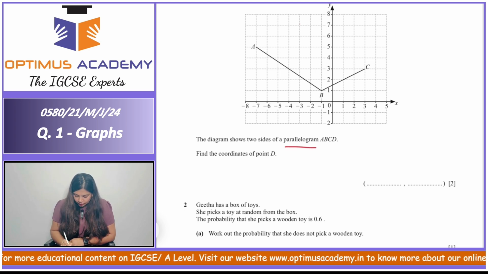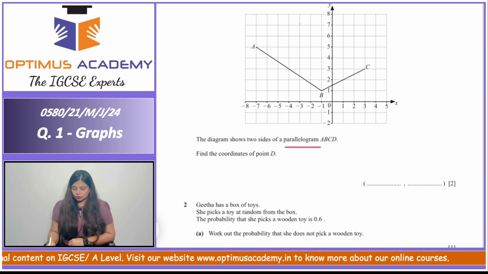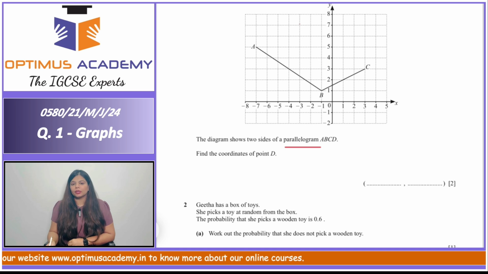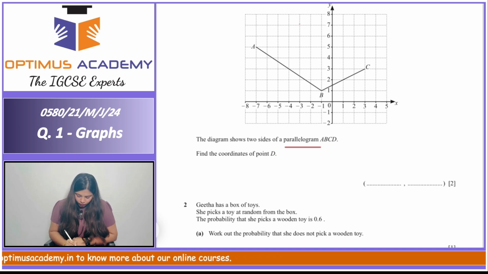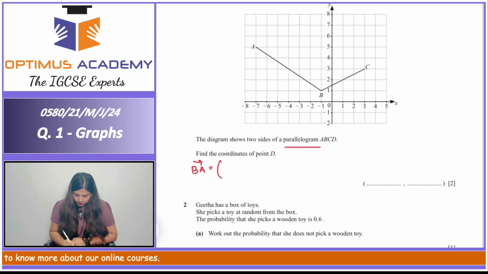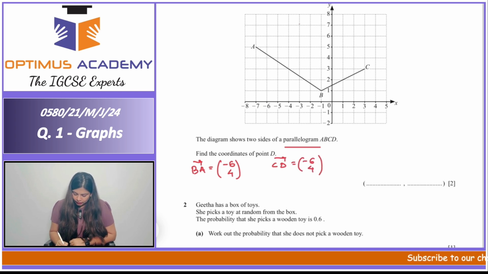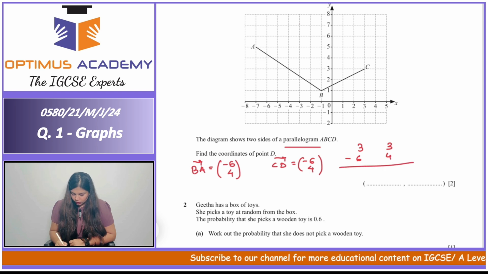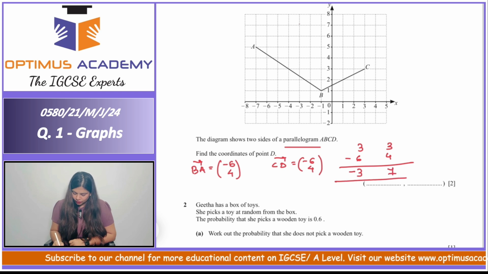Knowing that it is a parallelogram, we know vector BA would be equal to vector CD since the opposite sides of a parallelogram are equal and parallel. So, vector BA is (-6, 4). Hence, vector CD is also (-6, 4). Adding the vector to the coordinates of C, we get (-3, 7) as the coordinates of point D.